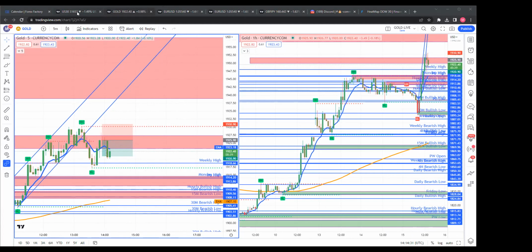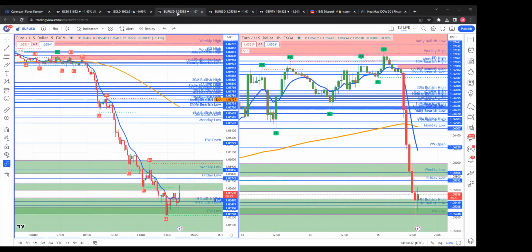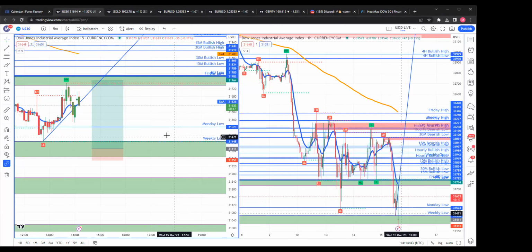So gold hit full TP. US 30, still waiting on US 30, EU. Yeah, so for now we have one win right there. I'm not gonna count that trade that went from there because ideally I still think this is a risky place to buy. So I'm still looking for buys.